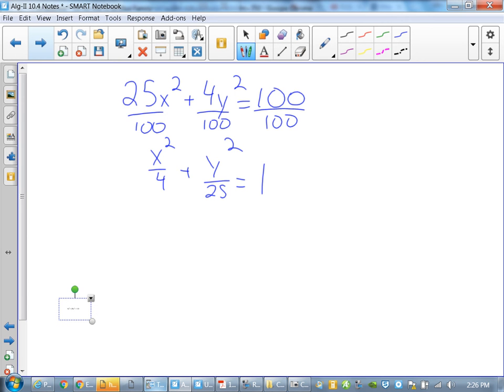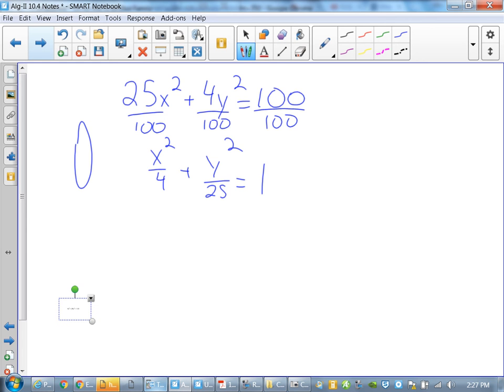So, which one is your a squared? 25. Remember, a squared is always the bigger of the two. You write that down again. A squared is always bigger than b squared. Okay? So, a squared is 25, so which direction is this stretched? Up and down, very good. So put a little note. Hey, knucklehead, it's stretching up and down.